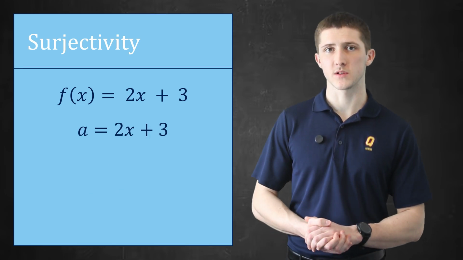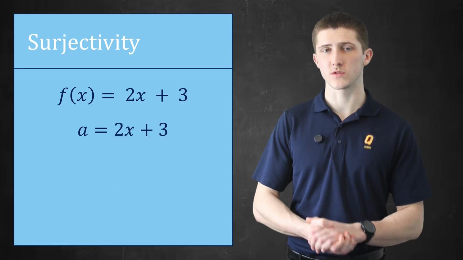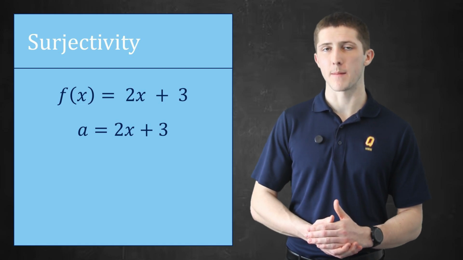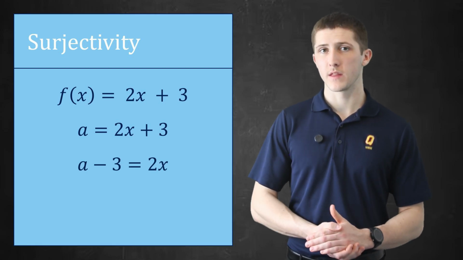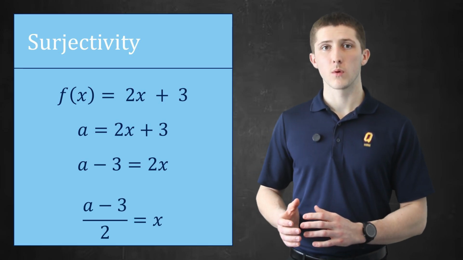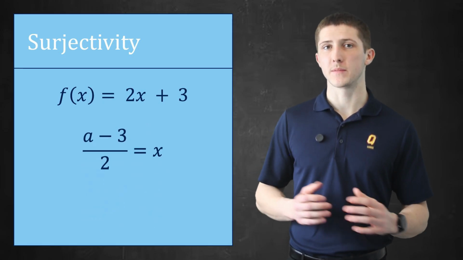So, with the function 2x plus 3, we say that a equals 2x plus 3. From here, we want to show that there exists an x value that maps to this. If we move 3 to the other side, then divide by 2, we can isolate that x. What we've just done is we've found the element that will map to a.